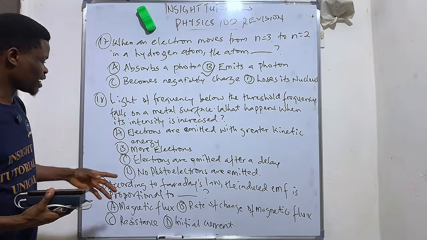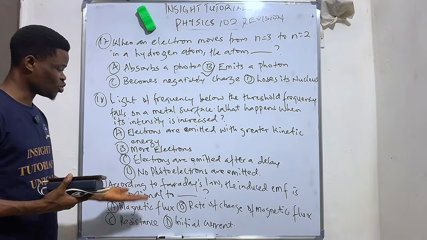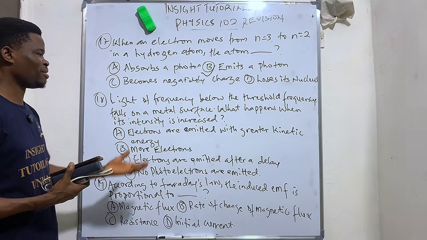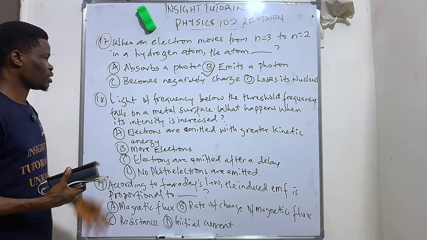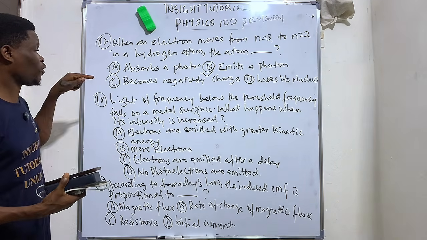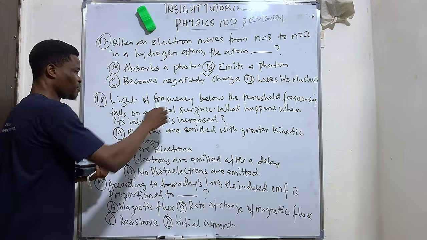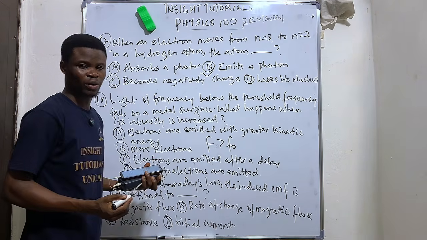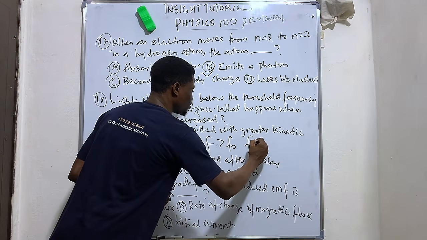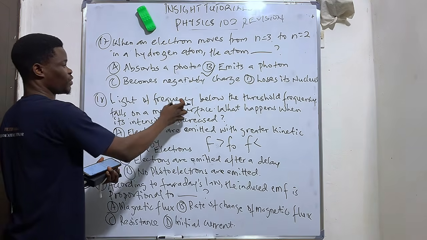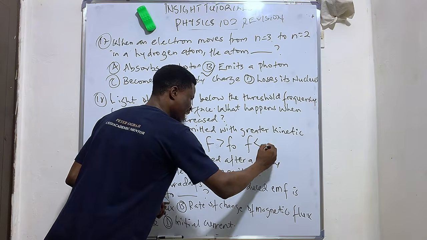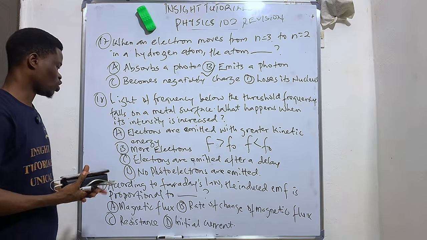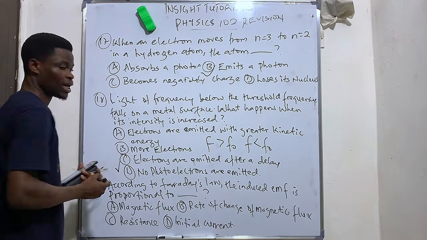All right, so it happens that the correct answer is option D. No photoelectrons are emitted, right? Now, under what condition will there be emission in terms of this particular question? For there to be emission, our incident light frequency must be greater than our threshold frequency. But if the light frequency is less than the threshold frequency, no emission will occur. So making option D the correct answer.